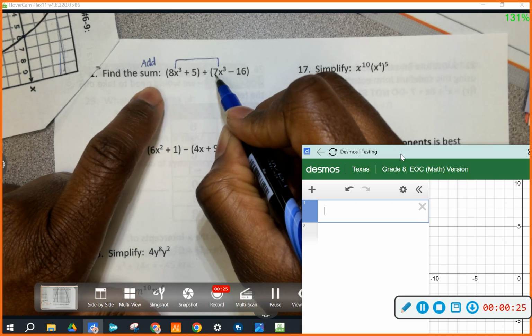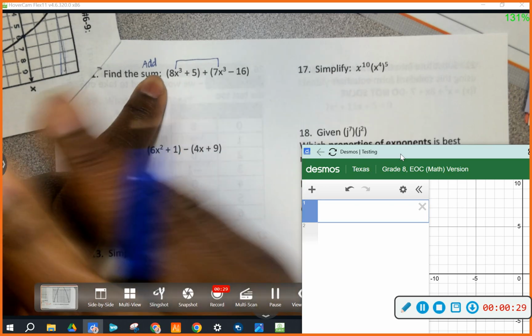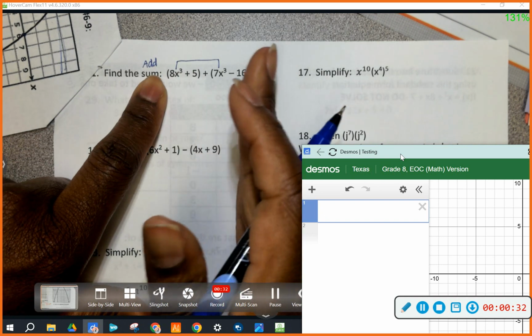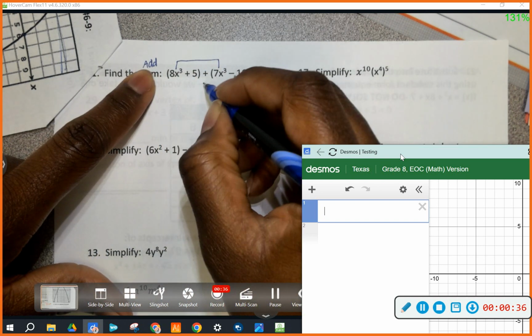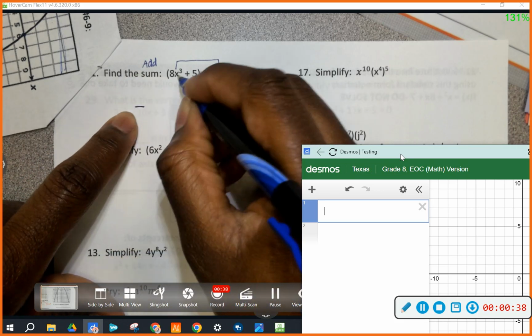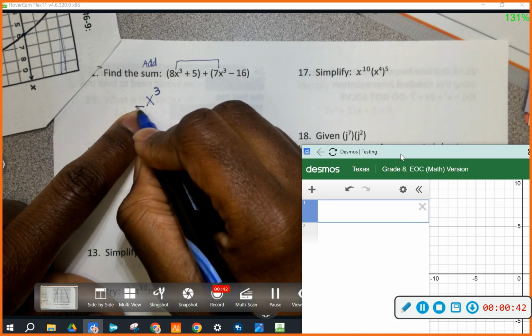So add. You got what? What's 8 plus 7? You figure it out or use decimals. Come on, y'all can add 8 plus 7. And remember, the powers will not change. So you're going to have a blank x to the third power. Once you add 8 plus 7, that'll go here.